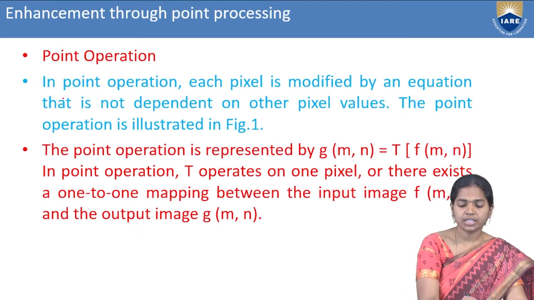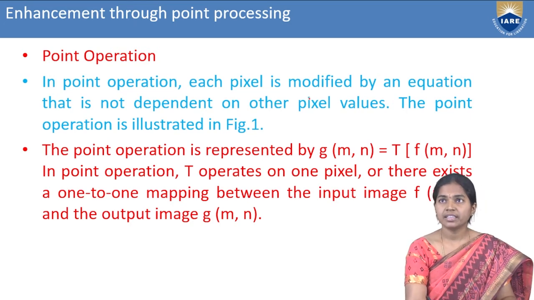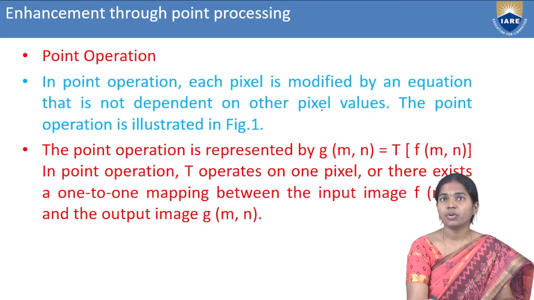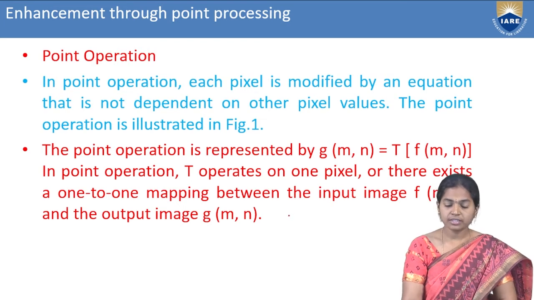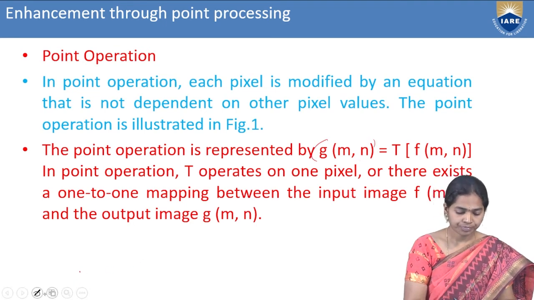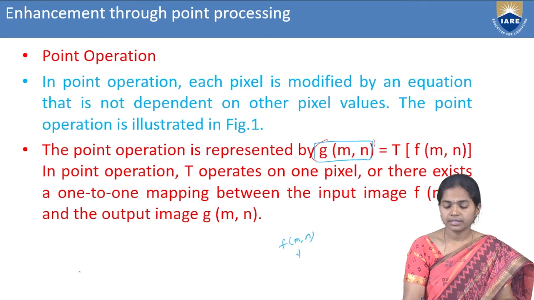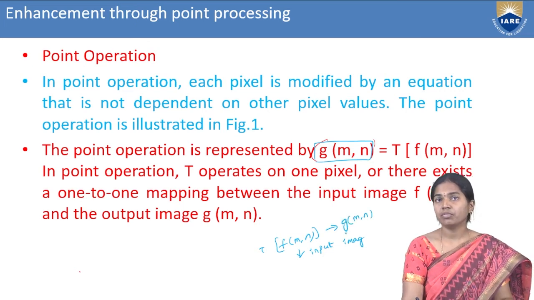Here, in point operation, each pixel is modified by an equation that does not depend on other pixel values. That point is shown in our figure. For example, the point operation is represented by g of m comma n. Here g of m comma n is the output. This output is nothing but a transformation of our input image. Here f of m comma n is the input image, so we are applying the transformation, and then our output we represent as g of m comma n.